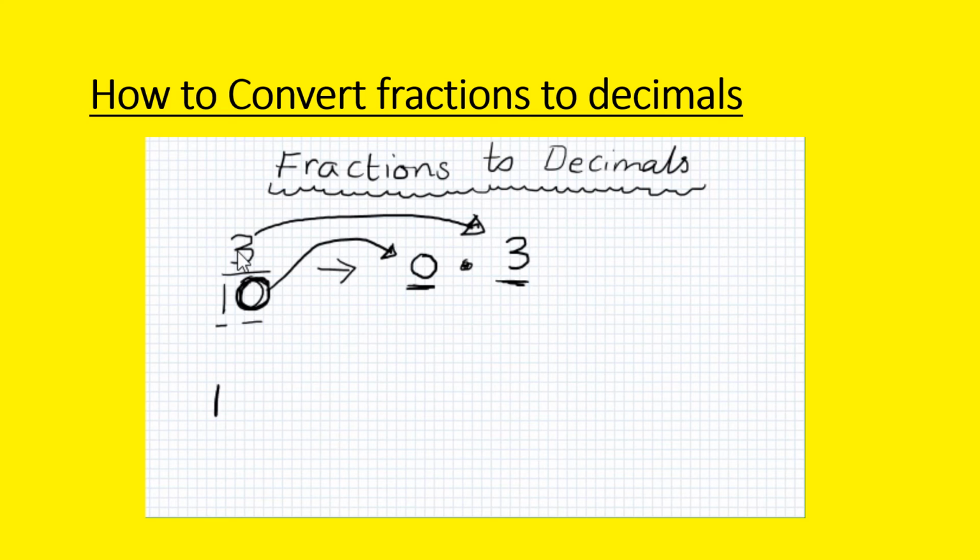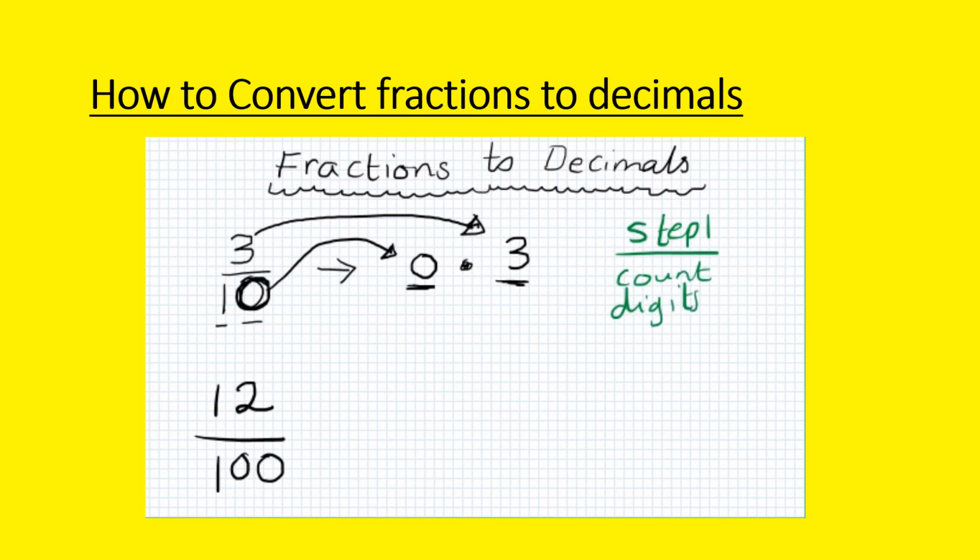Let's have a look at another. Let's do 12 over 100. Let's do the first step. Now the first step is to count how many digits I have. So let's put this down as steps. Step 1, count digits in base 10 number.